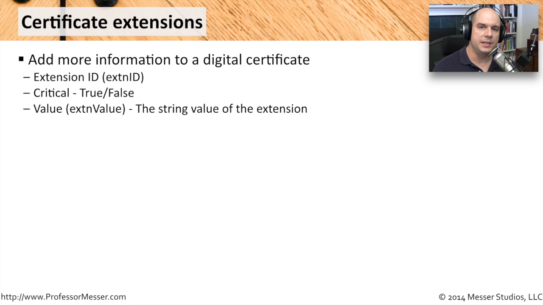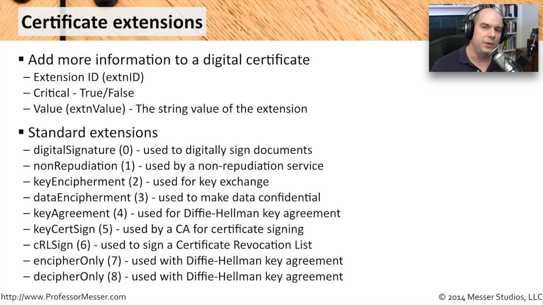That extension piece that you can have at the end of your X509 certificate allows you to include a lot of different capabilities for that cert. And you'll find that there is an extension ID, whether it's true or false in this critical field, and the value, the string value of what that extension happens to be. So you could have a digital certificate and add some extensions on it to say that this is going to be used to digitally sign documents. Maybe it's used just for key exchange. Maybe this is used by the certificate authority for certificate signing.